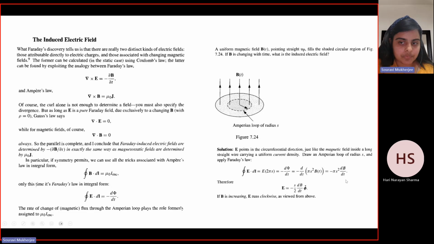So that means if B is increasing, E will run clockwise, and if B is decreasing, it will run counterclockwise. So based on how the flux is changing, this is the relation which will tell you how the induced EMF is dependent on the change in magnetic field.